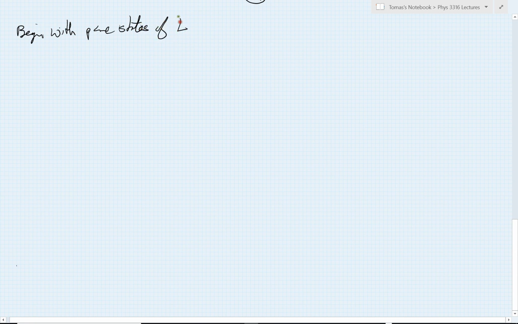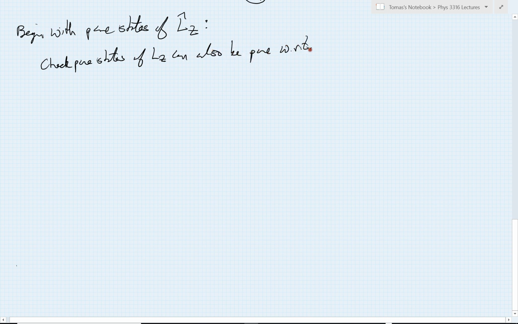of the LZ operator. Now, before jumping in to solving LZ, first I'd like to convince you that we aren't missing out on anything by focusing on LZ. What I want to do is check whether or not pure states of LZ can also be pure with respect to L squared. If that's at least possible, then focusing on these LZ states is probably not a bad idea to start off with. We won't be losing anything if they can also be pure with respect to L squared.